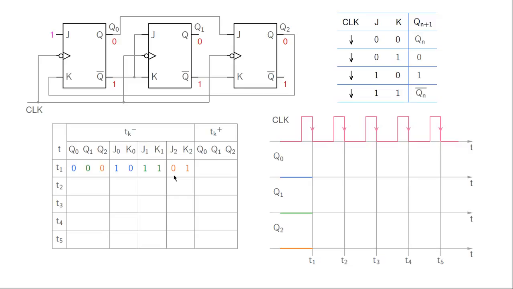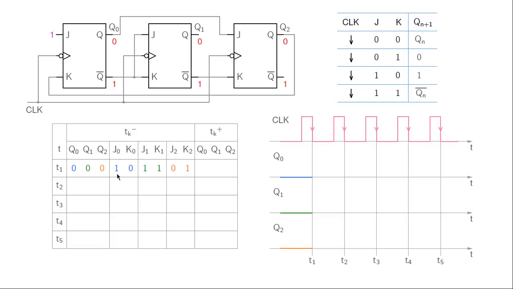J2 is the same as Q0 and that is 0 at T1 minus. K2 is the same as Q1 bar at T1 minus, and since Q1 is 0, Q1 bar is 1, so therefore K2 is 1. What we can do now is to predict Q0, Q1, Q2 at T1 plus. So we can fill up this column here knowing these J and K values.